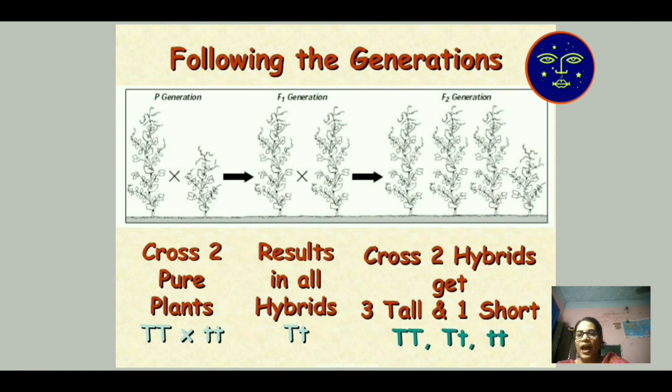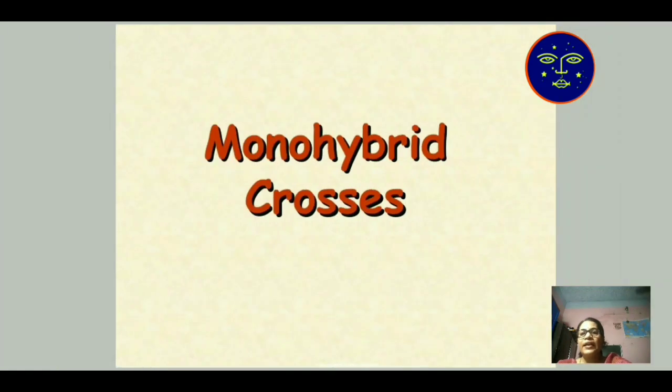The result comes as a hybrid, capital T small t, which is known as a tall plant. When crossed with each other, 3 tall plants and 1 short plant come. TT is for capital T capital T, Tt is for hybrid tall, and small t small t is for the shorter height plant. Then he did an experiment with monohybrid crosses.